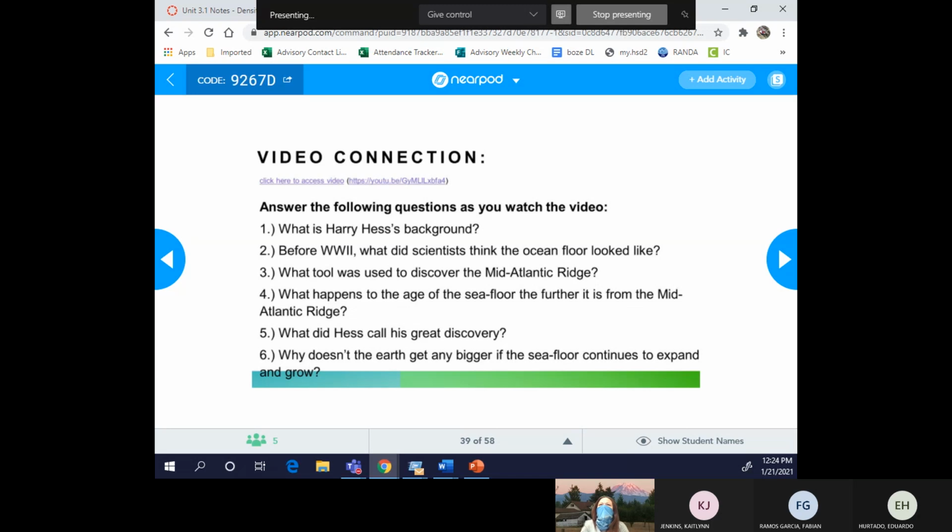This one was probably the hardest one to catch. We still use it today. It's called sonar. It's the same way that whales get around. They use sonar. They don't have very good eyeballs.